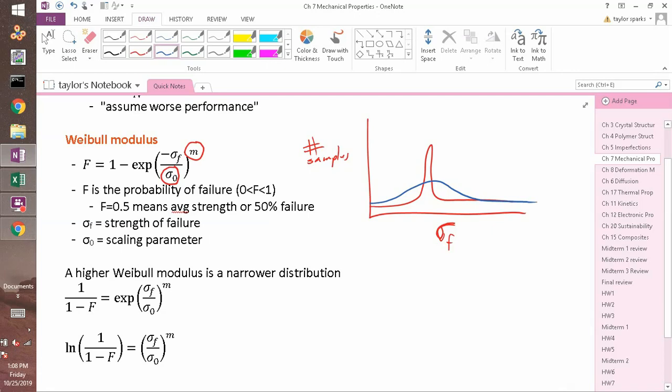And typically for ceramics, if you're doing something like a bend strength, a high number might be something like 20. Whereas if it's a material where there's lots of variation, it's more broad, it's going to be a lower number. Weibull modulus might be less than 7 or 8, right? Okay?